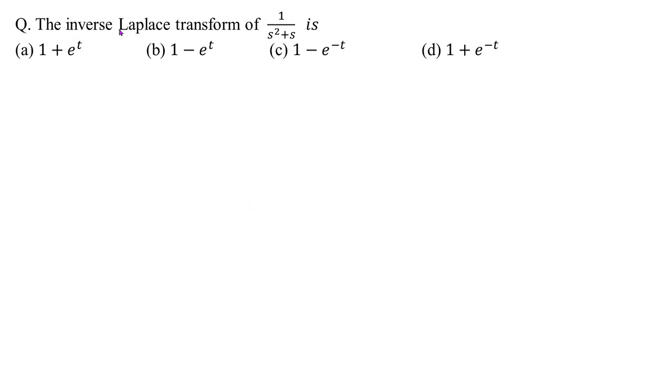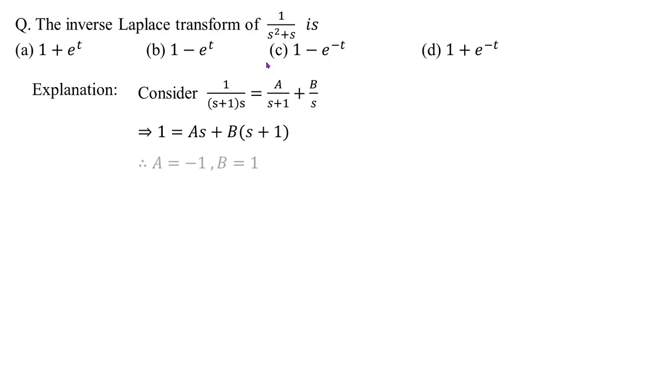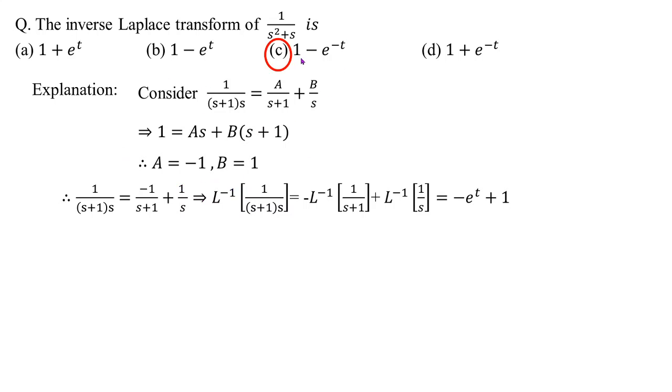Then the next is the inverse Laplace transform of 1 upon s square plus s is required. Again it is a rational function. So as I told you in the beginning, we will go for the partial fraction method if it is applicable. So that will give us option number C as the correct one.